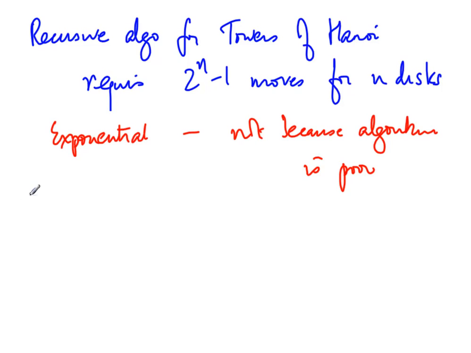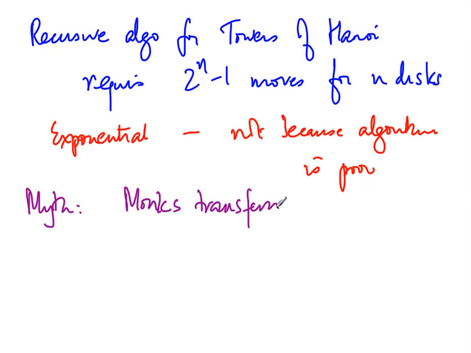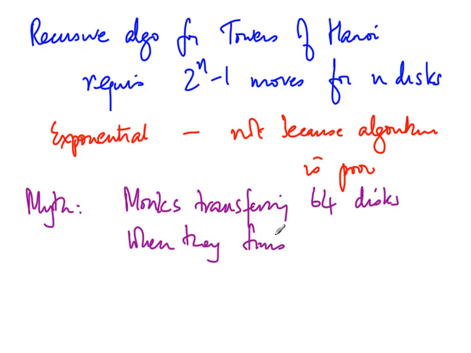And perhaps it is instructive to remember some of the mythical stories. So we have these monks. In one version of this Tower of Hanoi puzzle, we have monks transferring 64 disks. Okay, and when they finish, the world will end. So the question is, do we have to be worried about this or not?